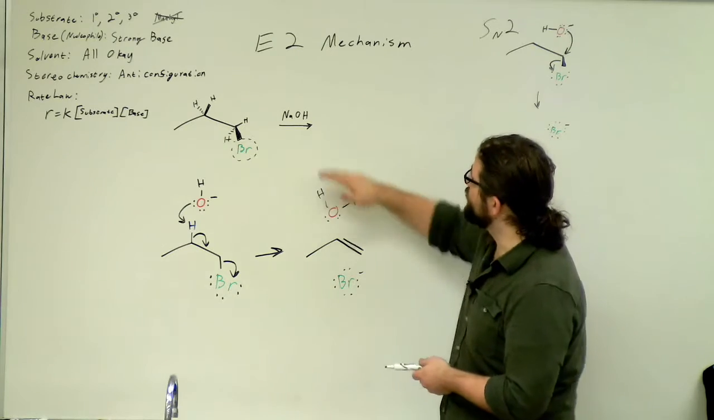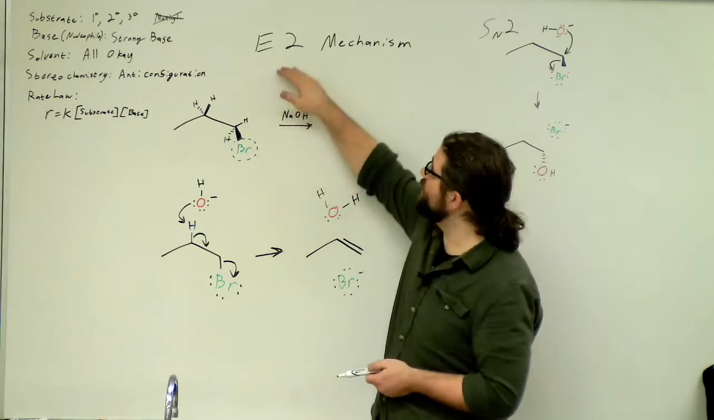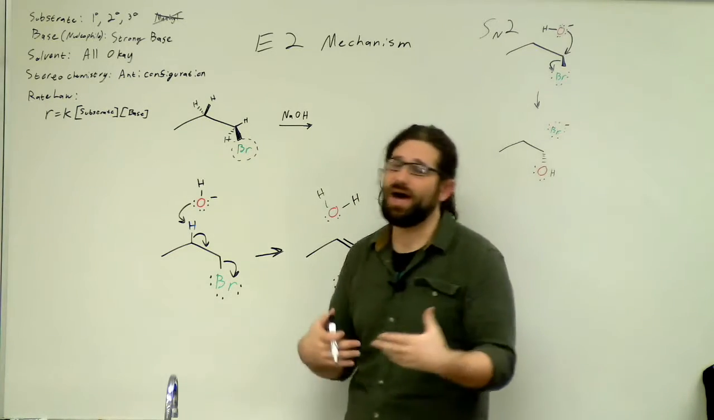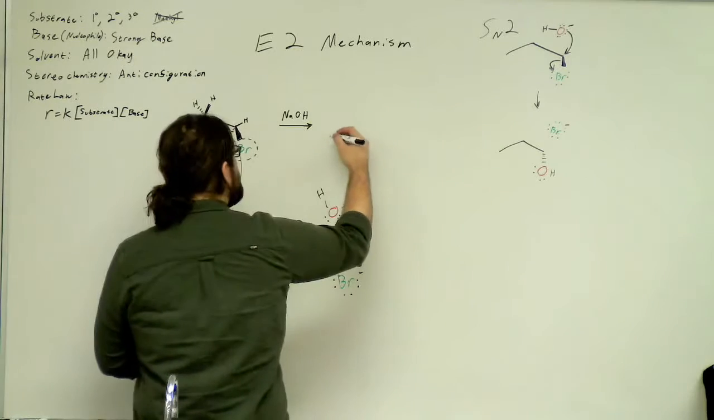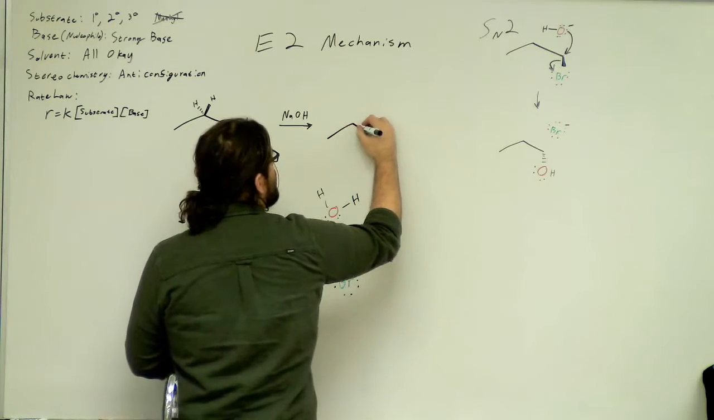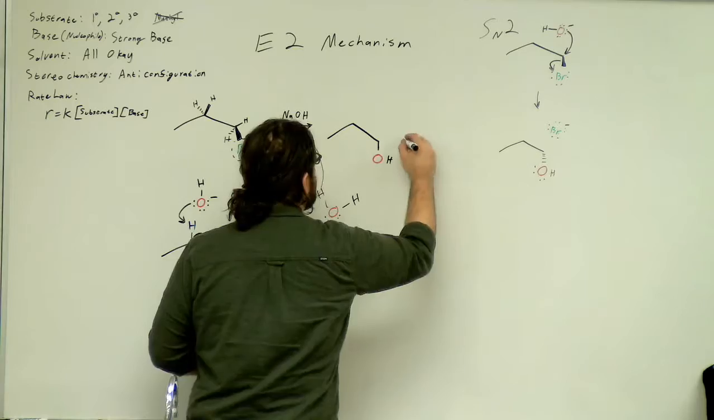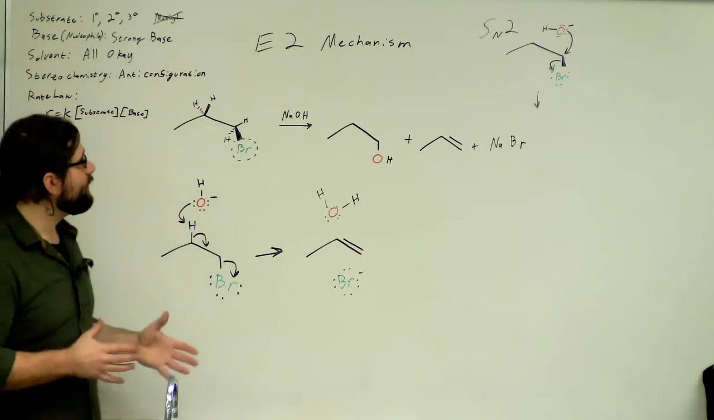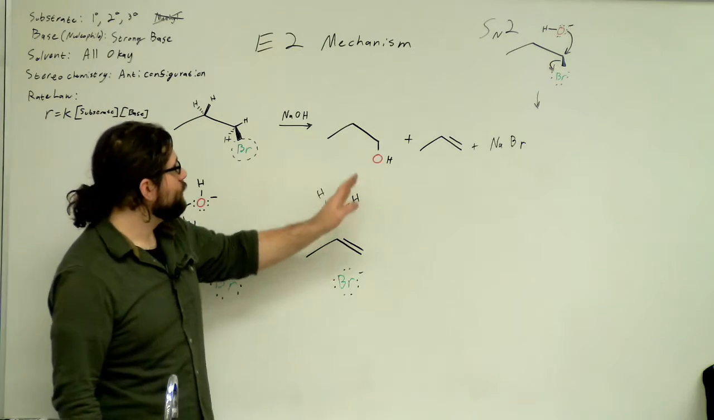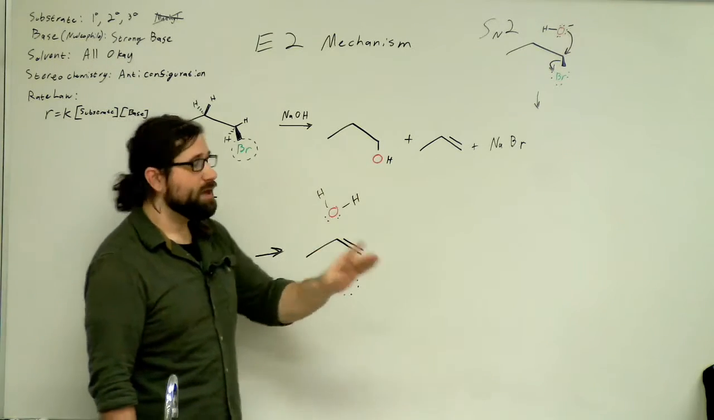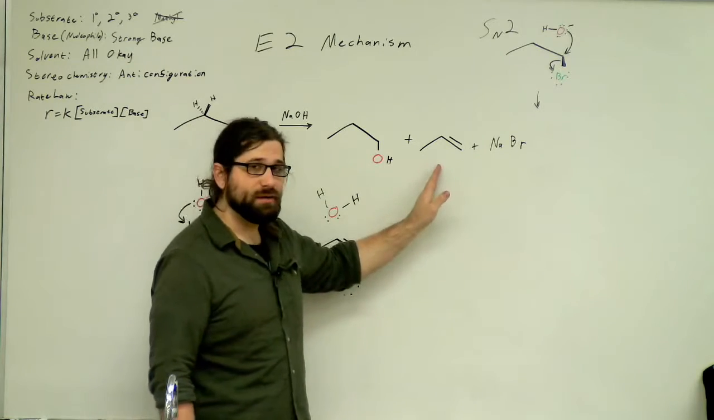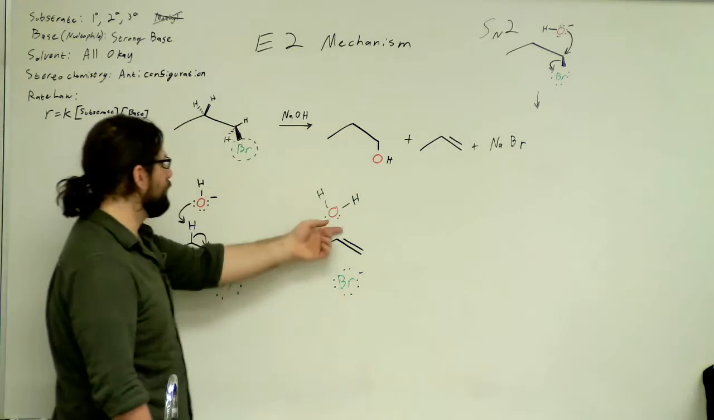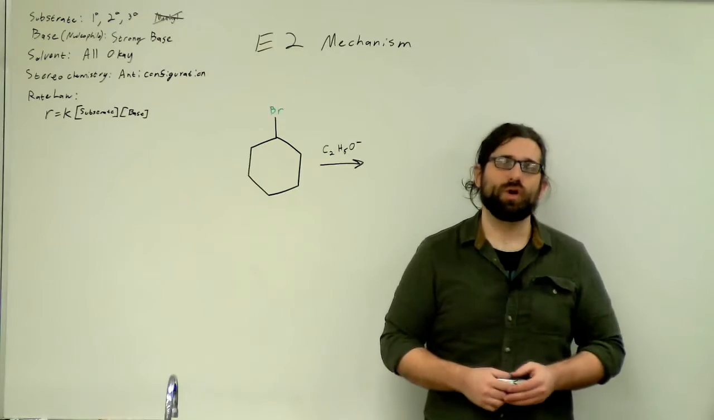So when this reaction proceeds, it's going to have both the E2 mechanism and the Sn2 mechanism happening at the same time. And so really, we get 3 different products from this reaction. So the products we get from this reaction, from the Sn2 mechanism, we get an alcohol. From the E2 mechanism, we get an alkene, and we get our side products of sodium bromide. Plus, we're making a little bit of water. So let's look at one more example.